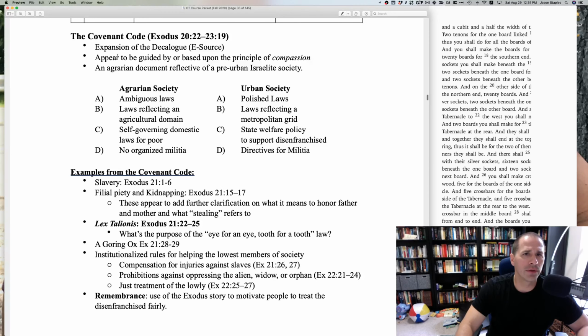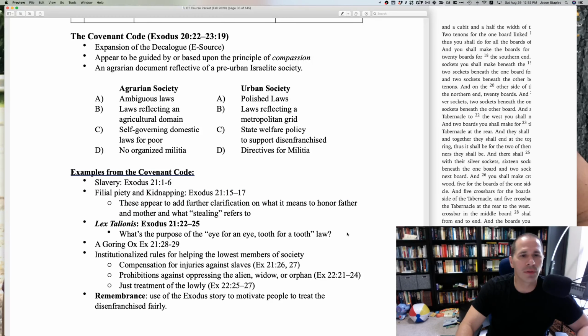Within that, you also have the Covenant Code. You have various things. This is all stuff that you can take a look at in the handout for yourself and work through, and see some of those differences between urban and agrarian societies, in terms of the expansion of the Decalogue itself. But in terms of examples from the Covenant Code, I'll probably look at some of these in our discussion session.